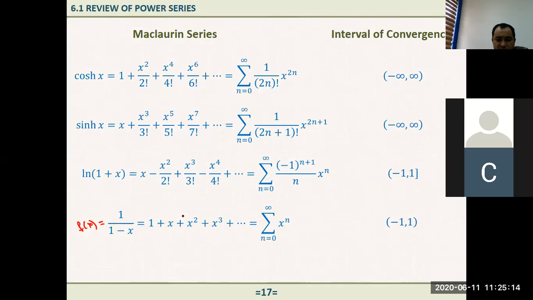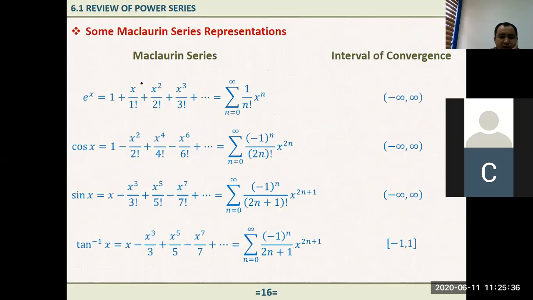Another way also is, what is this? Geometric progression, and that's equal to 1 over 1 minus x, and also you can get its sum. Anyway, guys, these are just some examples. Again, these are from calculus, and you have to be familiar with some of them, especially e to the power x, cosine of x, sine of x, okay?